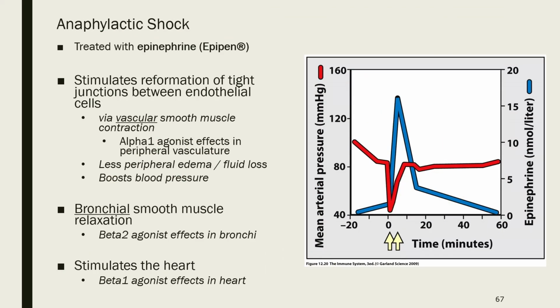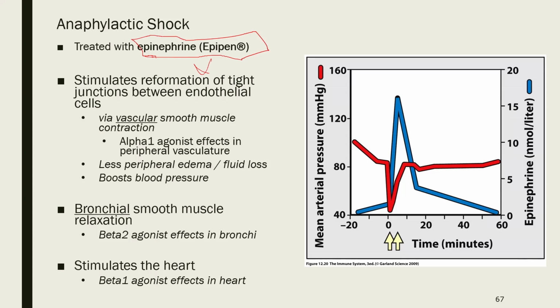Alright, anaphylactic shock. Here is just a treatment example, EpiPen. People or kids, a lot of the time, have a known severe allergy to a certain food item. They're often instructed to bring an EpiPen, epinephrine, with them to school, so that if anything happens, they can immediately inject the EpiPen to save their life. So what it does, it stimulates the reformation of tight junctions between epithelial cells, through vascular smooth muscle contractions. This alpha what?